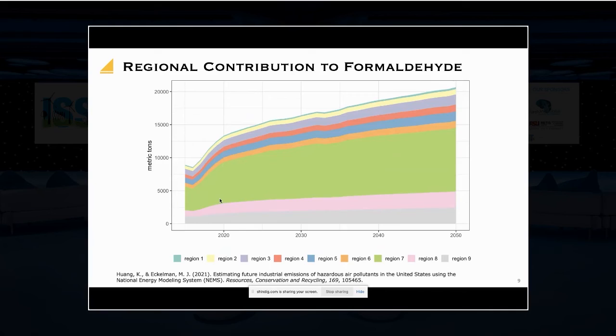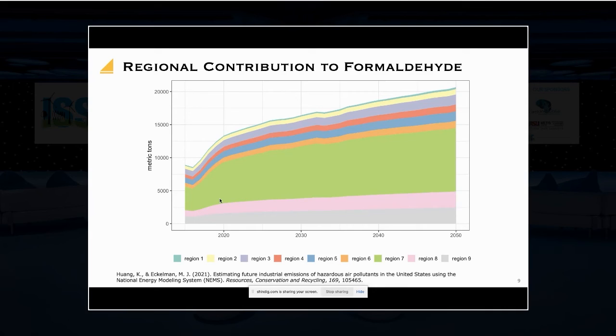Well, since the NEMS model runs at 9 different regional levels, except the national results, we can also get the regional distribution of emissions for each pollutant. Again, this is an example for the formaldehyde. The regional contribution under the reference case is shown in the stacked area plot. Region 7, which is the west-south central area, contributes the largest proportion of the national formaldehyde emissions, while region 1, which is the New England area, has the lowest emissions.